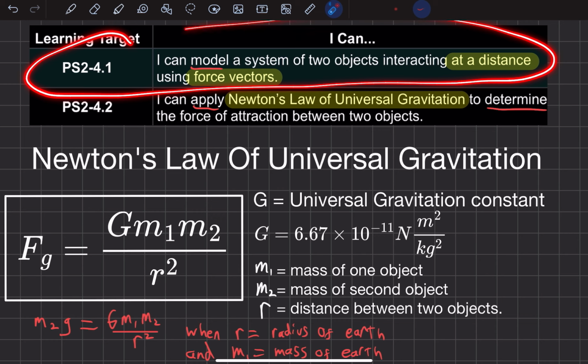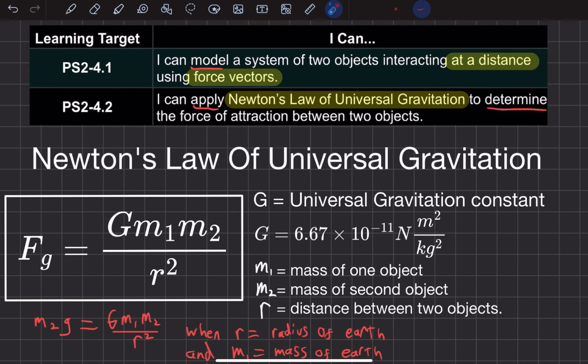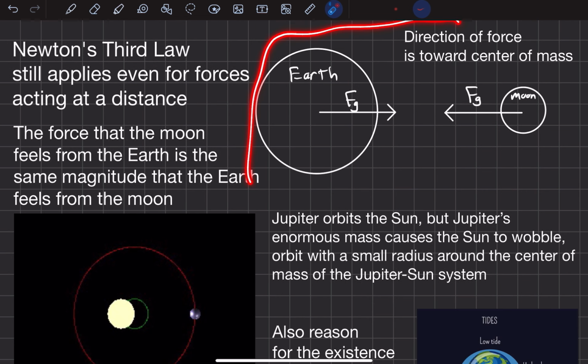Well, let's talk about this first learning objective, about modeling two objects interacting at a distance using force vectors. And that's what I have drawn right here. So we're going to take the two objects, being the Earth and the Moon. So the Earth and the Moon experience a gravitational pull from one another. Now, most people think of the Moon being pulled on by the Earth.